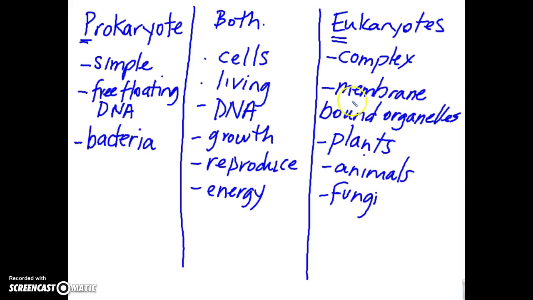They have membrane-bound organelles. So prokaryotes and eukaryotes are both living things, and they exhibit all of the characteristics of living things, but eukaryotes are much more complex because of their membrane-bound organelles, including plant, animal, and fungi. Prokaryotes are very simple. They have free-floating DNA, and bacteria is the defining organism for that group.